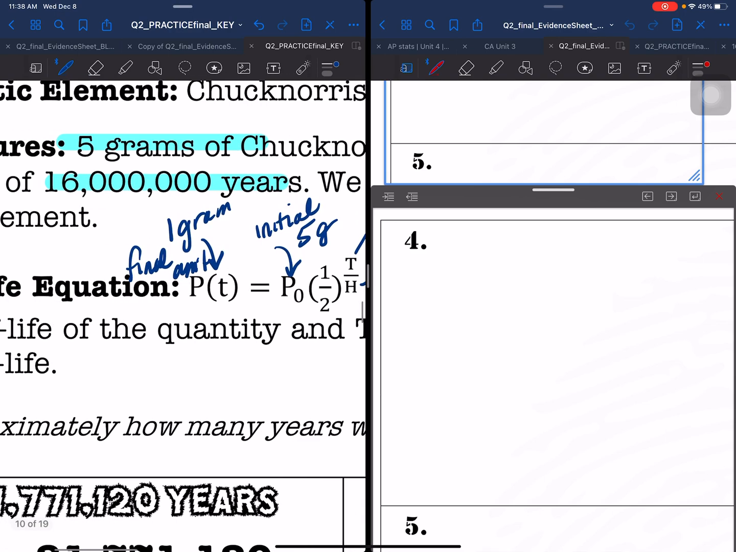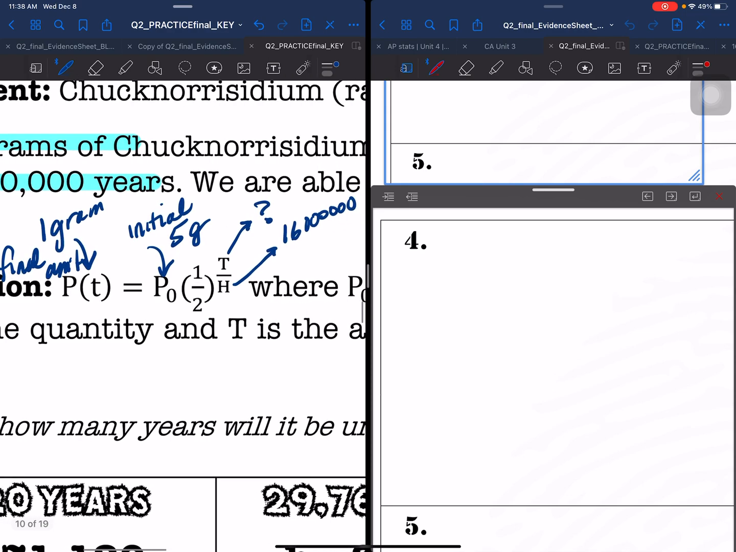16 million years. Okay, so I'm going to go ahead and write this out nicer over on my evidence sheet. I've got the initial amount, P naught, is 5 grams. The final amount, Pt, is 1 gram. The half-life is 16 million years. And we want to find t.